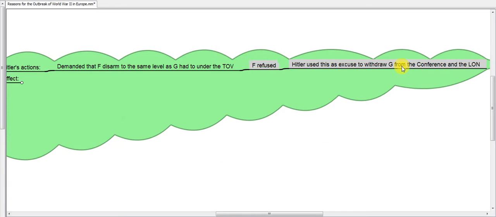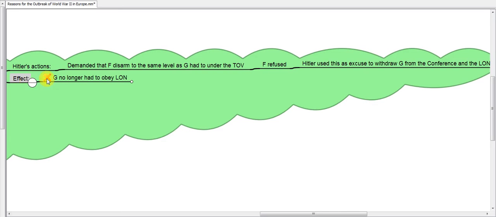And basically, Hitler then used this as an excuse to withdraw Germany from both the World Disarmament Conference and the League of Nations as a whole. Basically, Hitler said, well, if you are not going to listen to me, fine, I'm not going to care. To hell with the League of Nations, to hell with the World Disarmament Conference. You're not showing me face, I'm just going to leave. And that's basically what Hitler did.